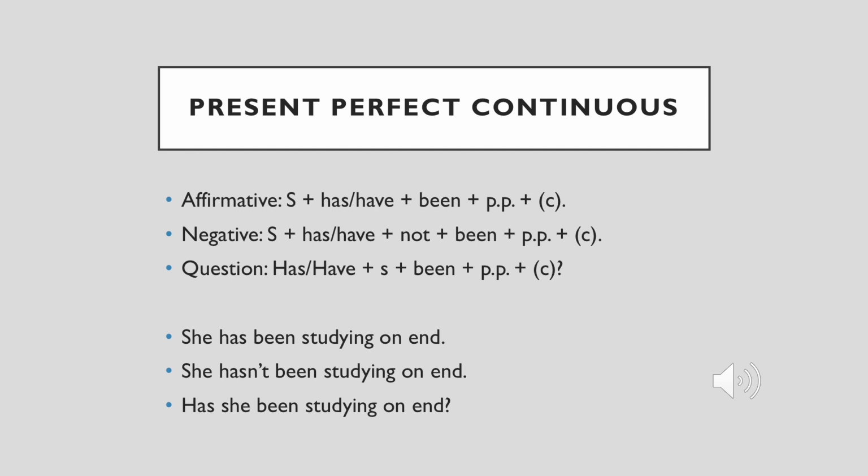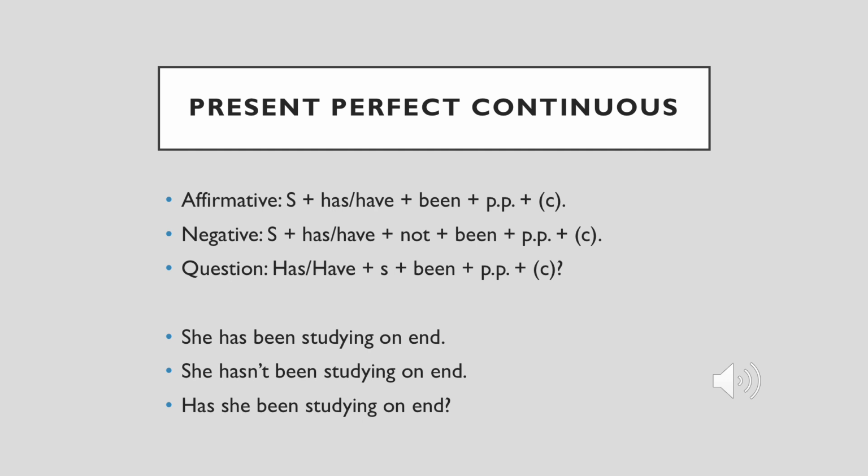In the affirmative, the formula of this tense is subject followed by either has or have, plus been, plus a verb in the past participle and a complement. For example, she has been studying on end. In the negative, the formula is a subject followed by has or have, plus not, plus been, plus a verb in the past participle and a complement, such as she hasn't been studying on end.